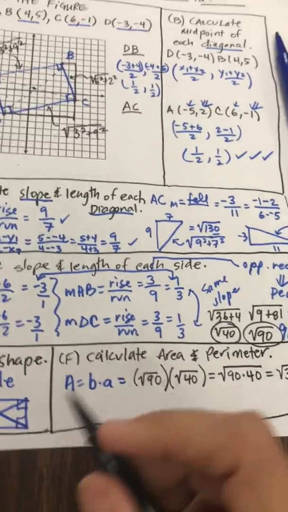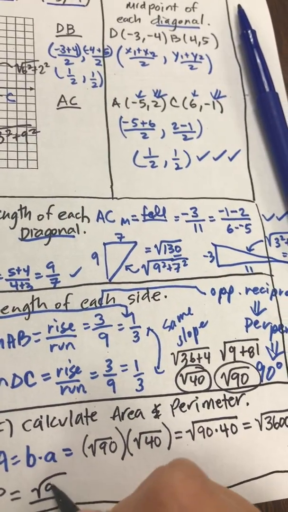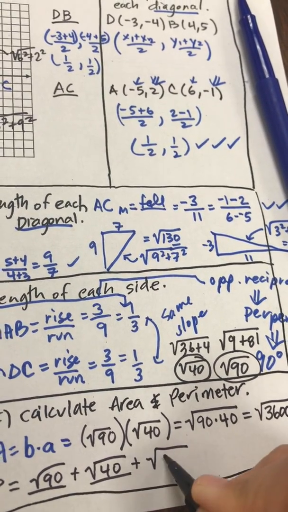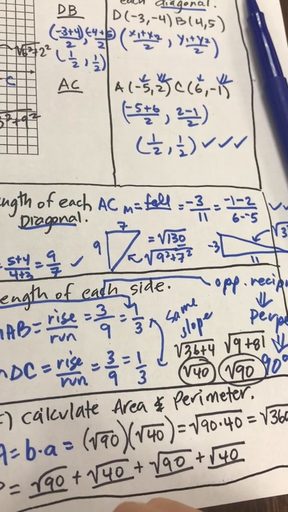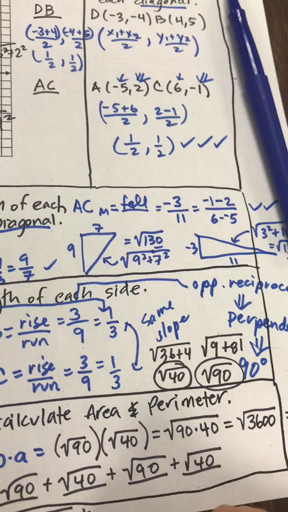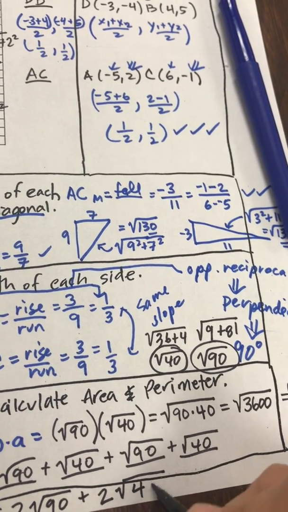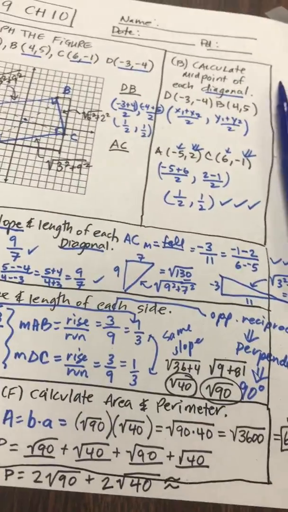Now let's see what our perimeter would be. So our long length is the square root of 90, and our short length is the square root of 40. And opposite sides are equal. So we add all that up. Now on the test, they might write it like this, clumping these two together, because I have 2 square roots of 90, and I also have 2 square roots of 40. They also might ask us to approximate that.